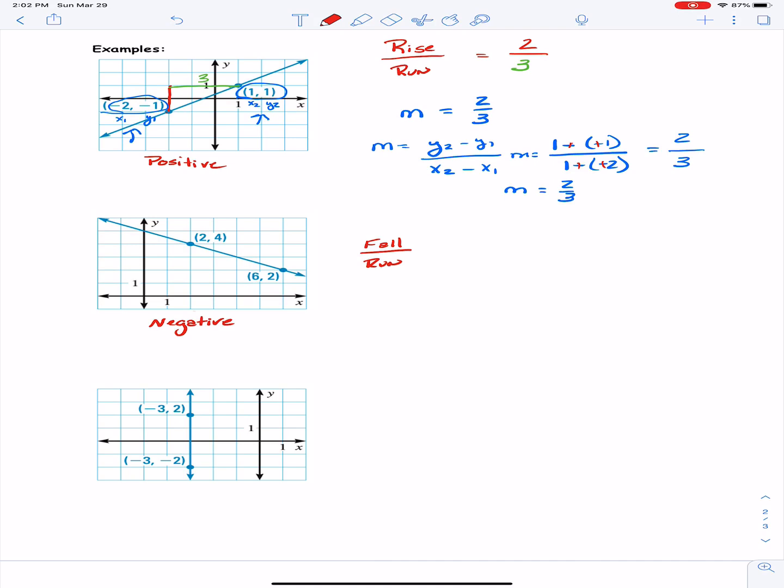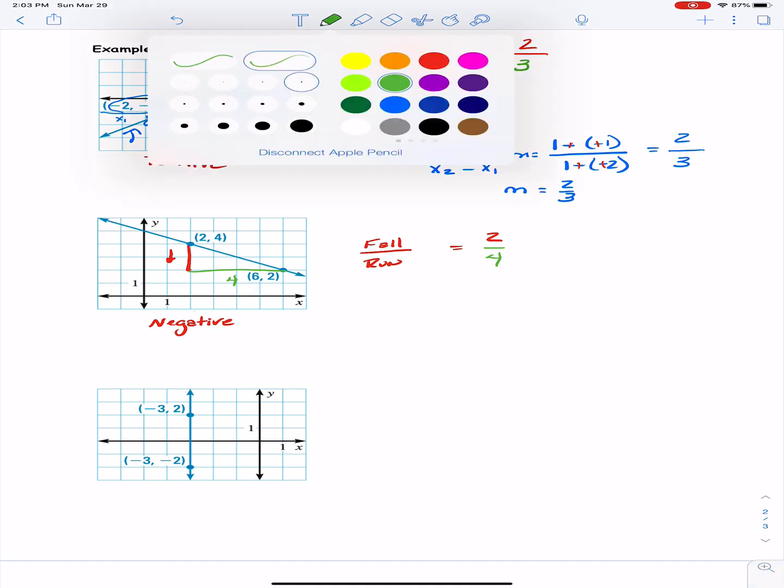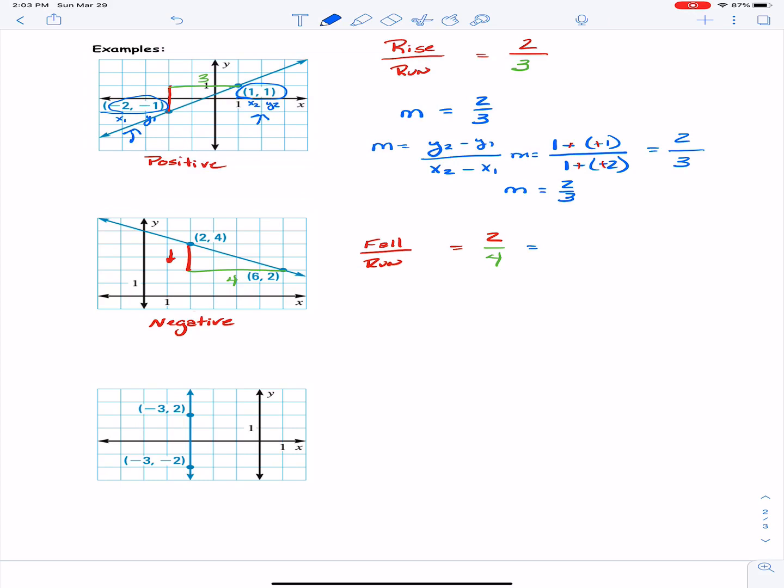So let's draw our triangle this time. I've already identified 2 points. I'm going to draw my triangle. So I'm going to go down 2 units. And this time I'm going to go to the right 1, 2, 3, 4 units. So this time I have a fall of 2/4, which can be simplified to 1/2. And because I know that this is a negative slope, I've got to make these numbers negative. So for this one, my slope is negative 1/2.